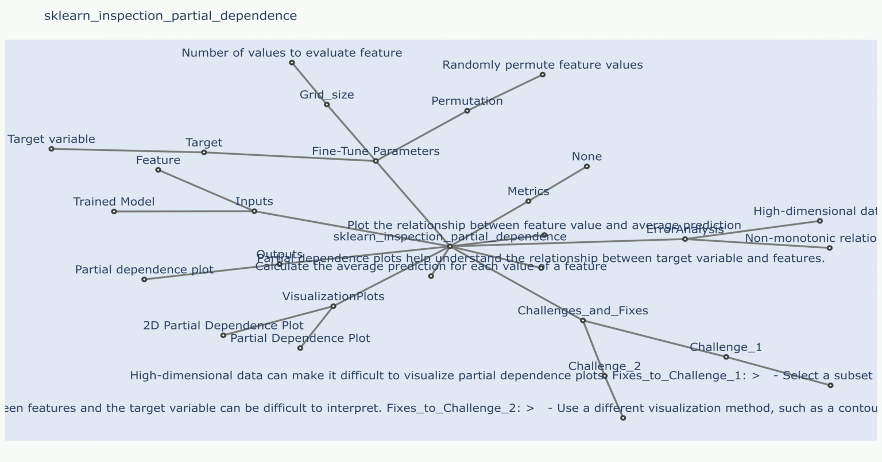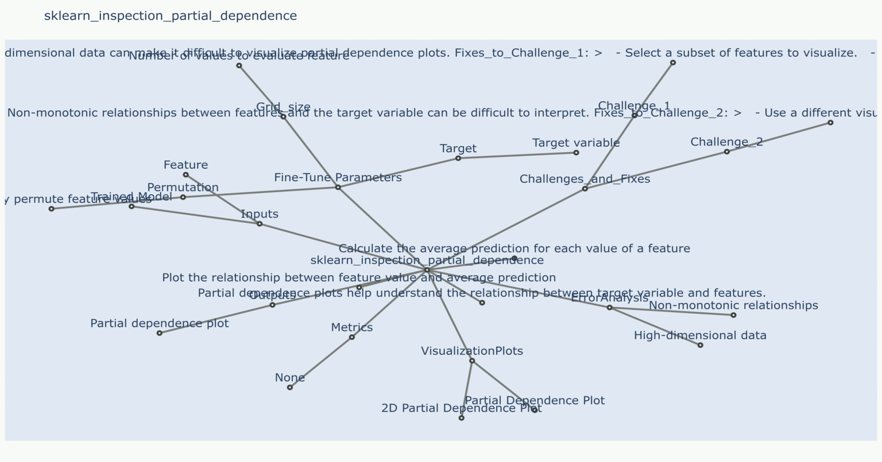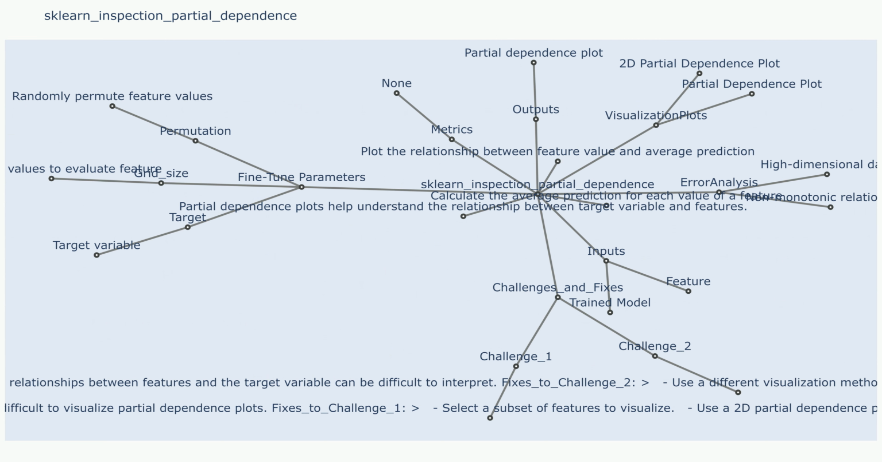Challenge 2: nonlinear relationships. PDPs might not accurately represent complex nonlinear relationships between the feature and the target variable. Sample use case: a model predicting customer churn where the relationship between age and churn might have an S-shaped pattern not easily captured by a linear PDP. Fixes: nonlinear models. Consider using models that can capture nonlinear relationships, e.g., decision trees, support vector machines with nonlinear kernels. Advanced PDP methods: explore methods like Friedman's H-statistic for a more nuanced analysis of the interaction between features.